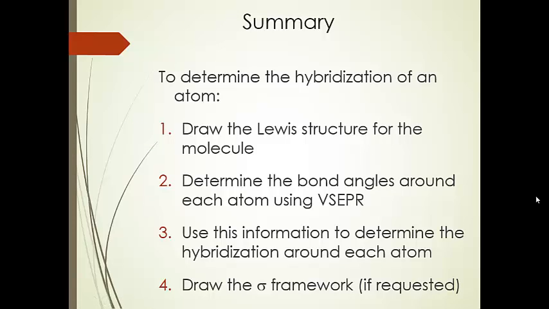Alright, so just in summary, to determine the hybridization of an atom, first thing you're going to do is draw the Lewis structure for the molecule. Now, if you're given a connectivity for a molecule, you have to finish the Lewis structure before you do anything else. Alright? So then, in your second step, you're going to determine those bond angles around each atom using VSEPR. So you're going to look at the steric number, see how many things are bonded to each central atom. And then after that, you're going to use this information, use the table until you have it memorized, because you do need to have it memorized, to determine the hybridization around each of those atoms. And then finally, you're going to draw the sigma framework if requested.